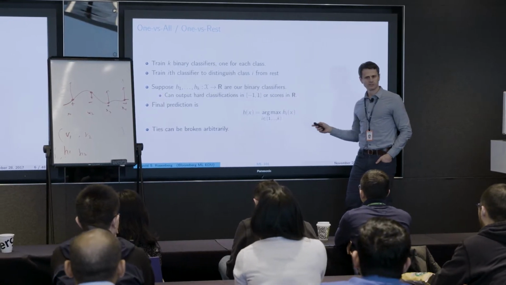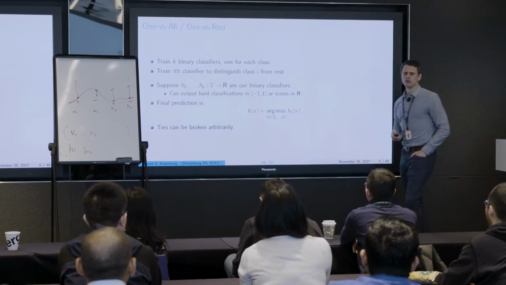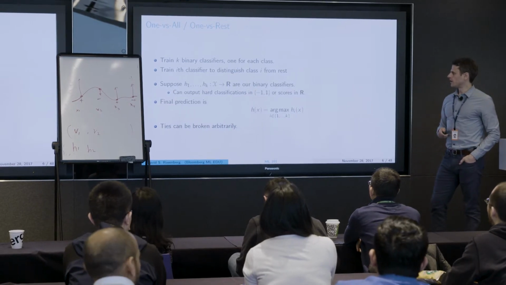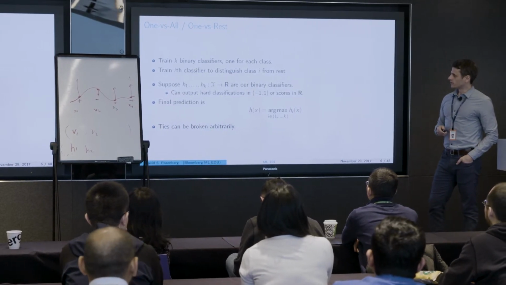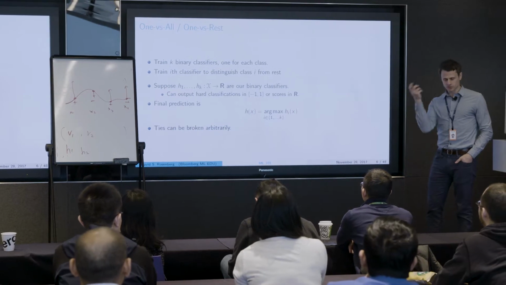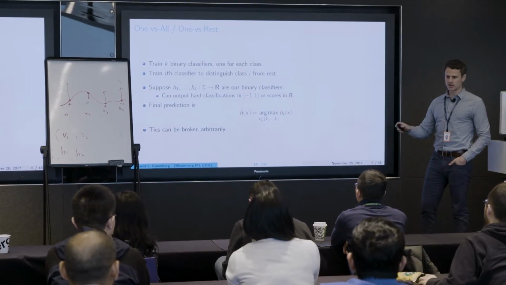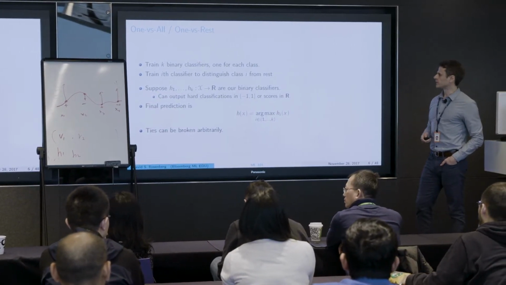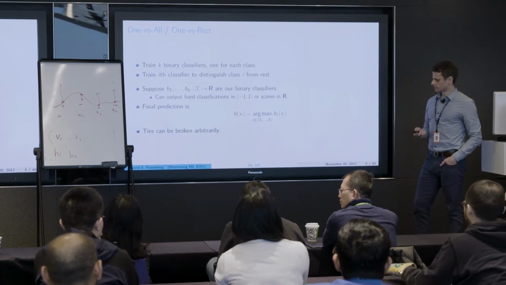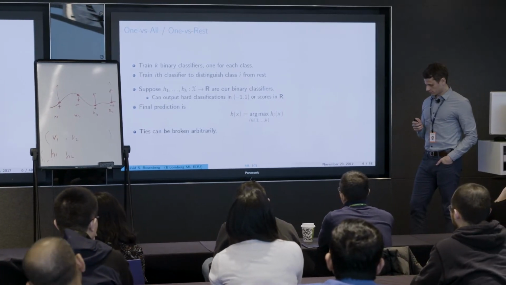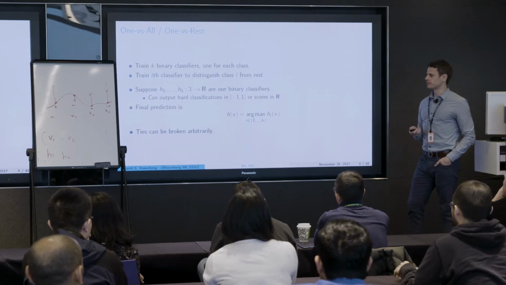Is that clear? It's the basic approach. You might have thought of it yourself. And it's nice because you don't have to invent anything new. You just reduce your multiclass to binary and you're done. You can use any binary classifier. All right. So is this enough?